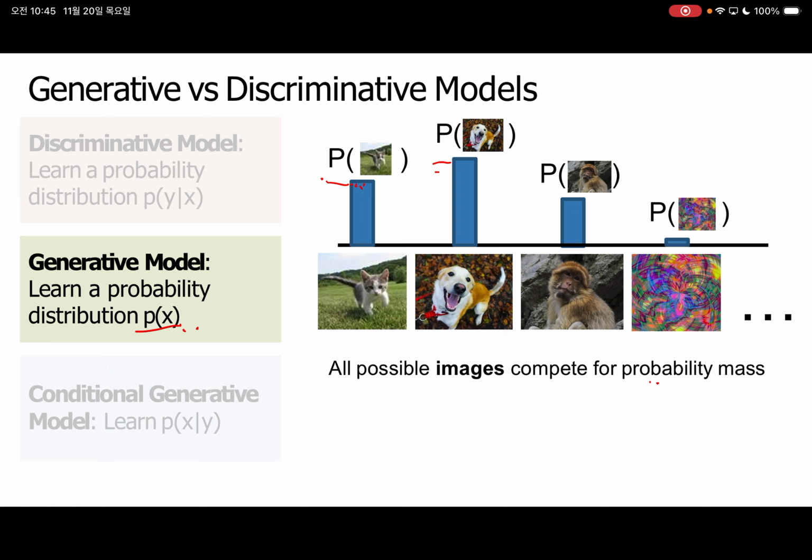As you can see, this image has a very low number, right? This image has a reasonably high number. The reason is that this image, I'm not sure, is actually a little bit far from what we often see, right? What we often see. So that means this image is a little bit far from real images. So all images compete for probability mass. That is the difference. And mathematically it's actually very clear.